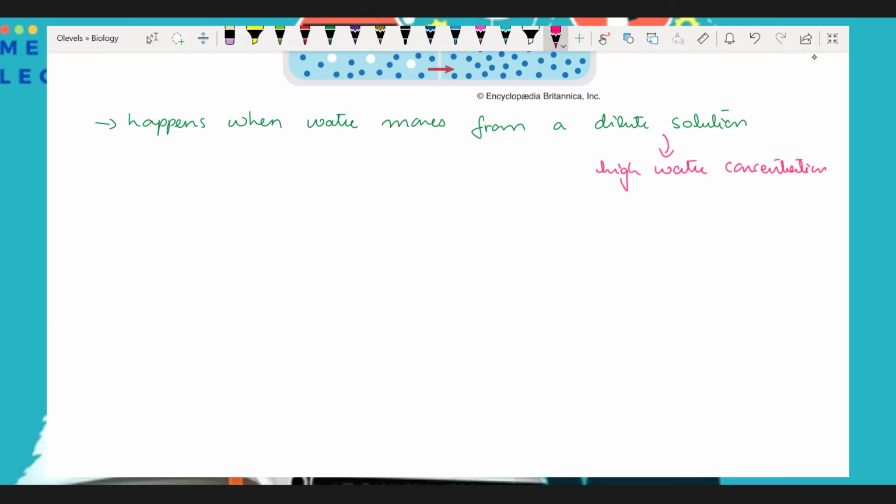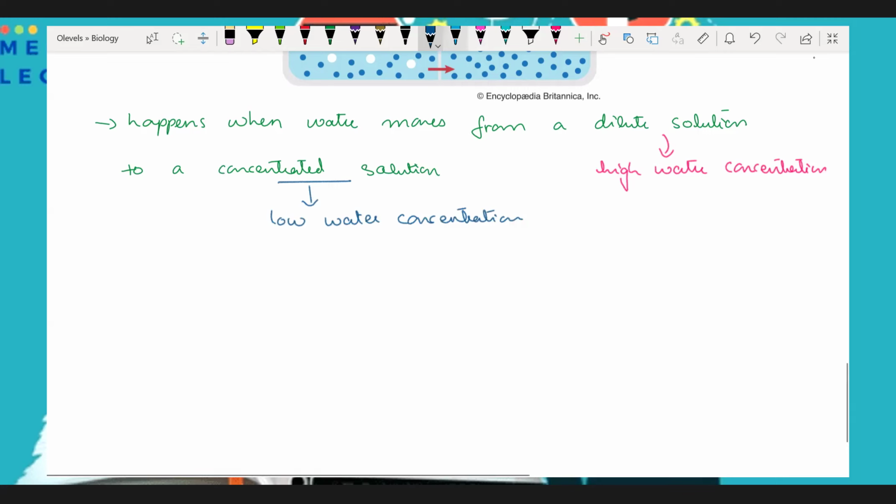So osmosis happens when water moves from a dilute solution to a concentrated solution. Now, what's a concentrated solution? Ma'am, when the concentration of the solute is greater. So it's actually low water concentration, right?